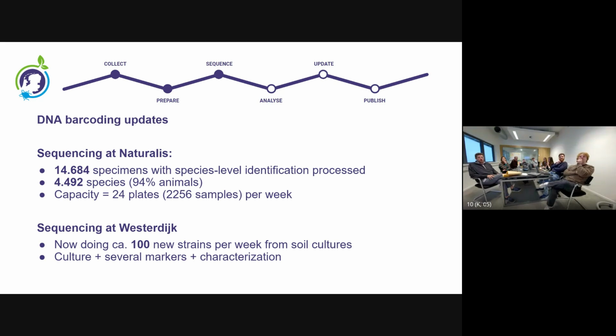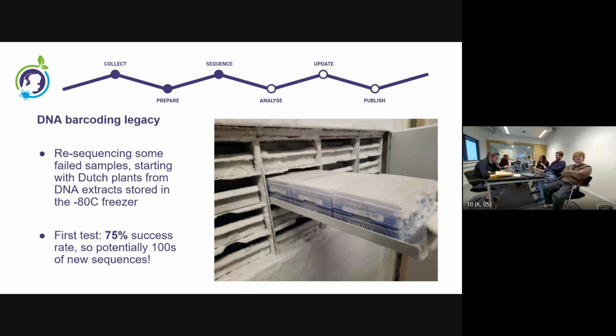We've been working a lot on the capacity here at Naturalis. So we can now do 24 plates. So that's over 2,000 samples per week. So that's pretty impressive. But also Westerdijk is not sitting on their hands. In the last couple of months, they've been doing a lot of actual culturing of strains from soil samples, so about 100 new strains per week, from what I can see from the average numbers that were reported. And that's a lot of work, like culturing the samples, sequencing several markers, characterizing all the species. So it's also pretty impressive.